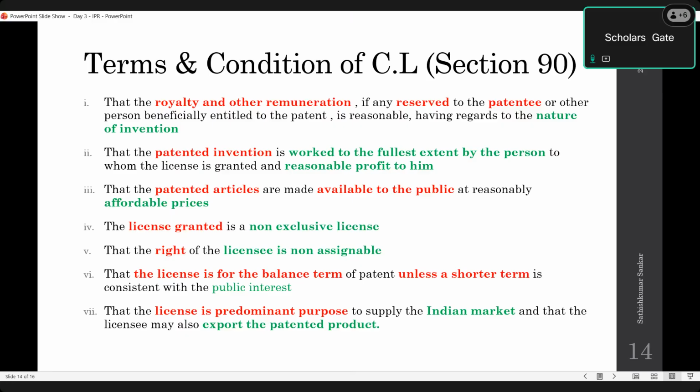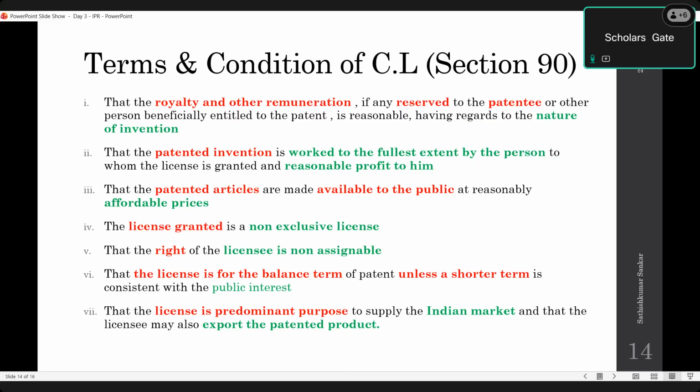And next, the license granted is a non-exclusive license. We can use the granted patent through the compulsory license for a particular duration, but it is not an exclusive license. It's a non-exclusive license. If the compulsory license owner does not satisfy that particular need, at that time the compulsory license may be revoked. The right of the licensee is not assignable.